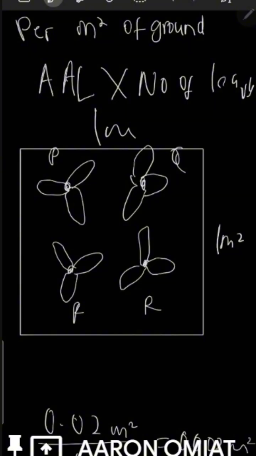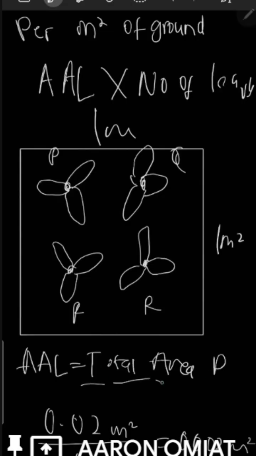So we go to plant P, we cut off all its leaves, we take them to the lab, we measure the total area of all the leaves, and we divide by the number of leaves. Average area of a leaf is the total area of all leaves of plant P divided by the number of leaves on plant P. And here the total area comes to 0.02. We divided by the 10 leaves, which gave us 0.002 meters squared.